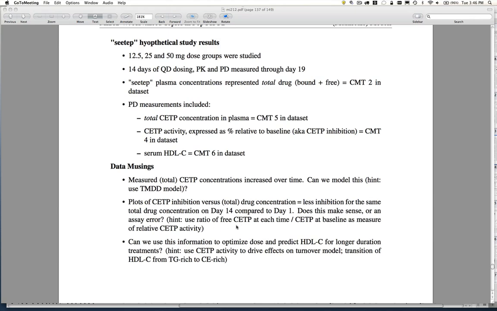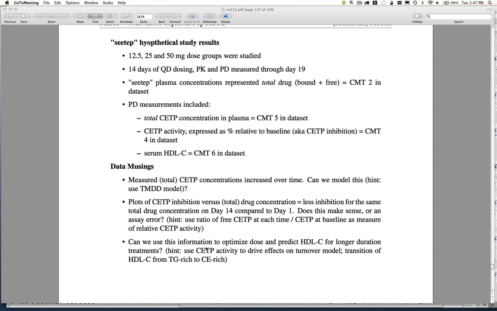And so the hint here is, if you think of the activity of CETP, really what that represents is the amount of CETP that's still available, that's unbound, not bound to the inhibitor. So if you take the ratio of the free CETP at any time after dosing compared to the amount that is there at baseline, that should represent the relative activity of CETP for then moving on to drive the pharmacodynamic response.